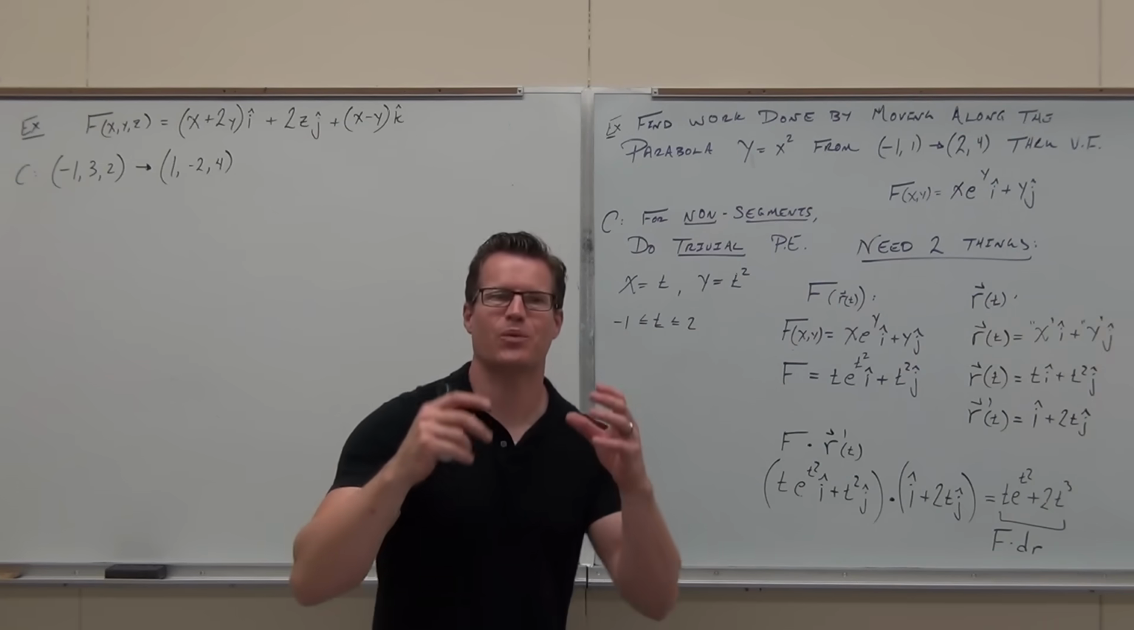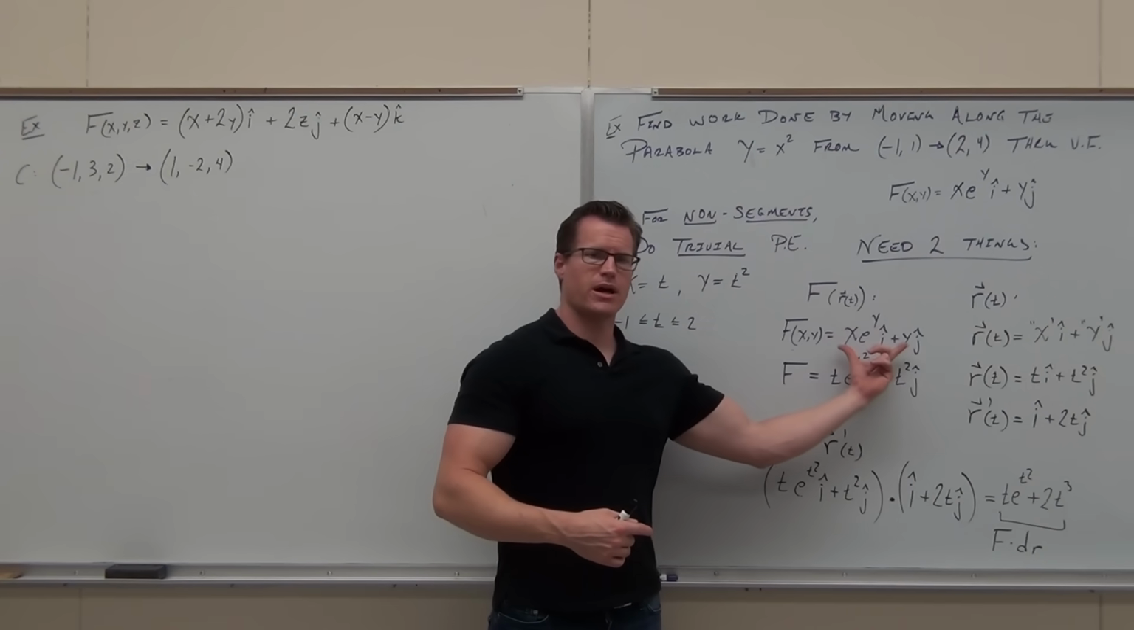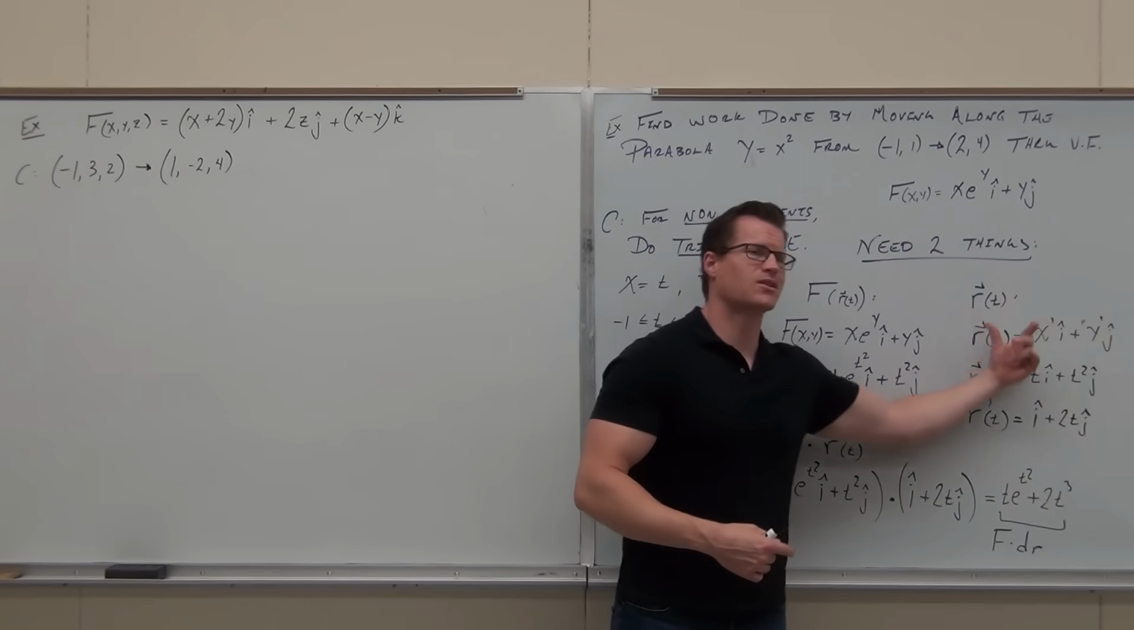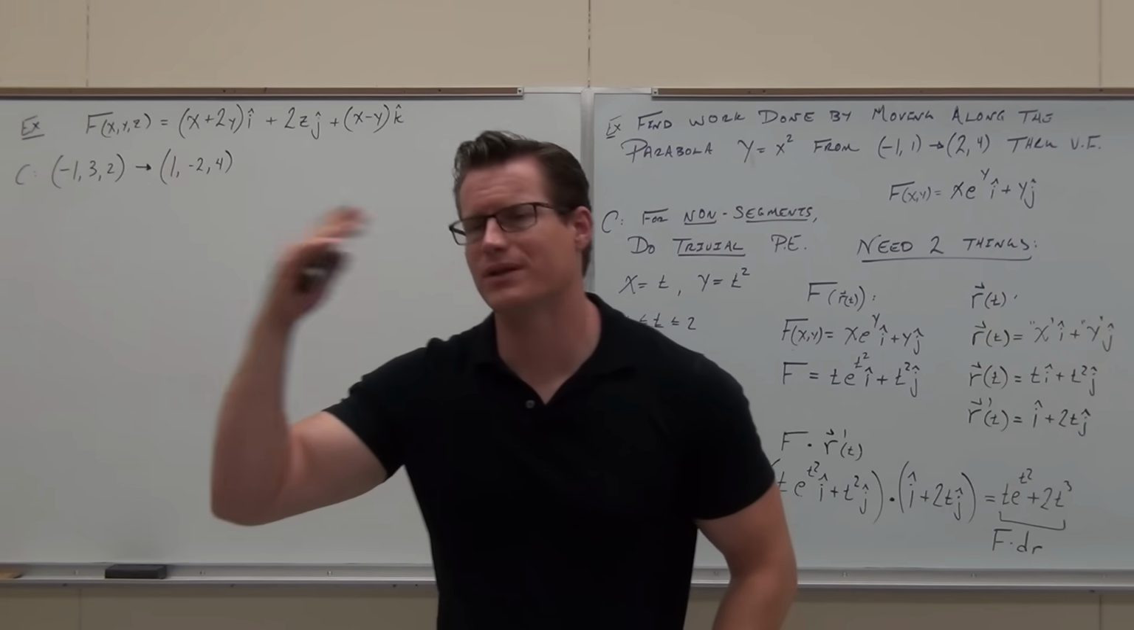The whole idea is we need two pieces. All we really got to do is reparameterize our vector field. But we got to have t's to do that. And we need a curve, but we got to have t's to do that. Now, I showed you something last time. I'm hoping it stuck with you.